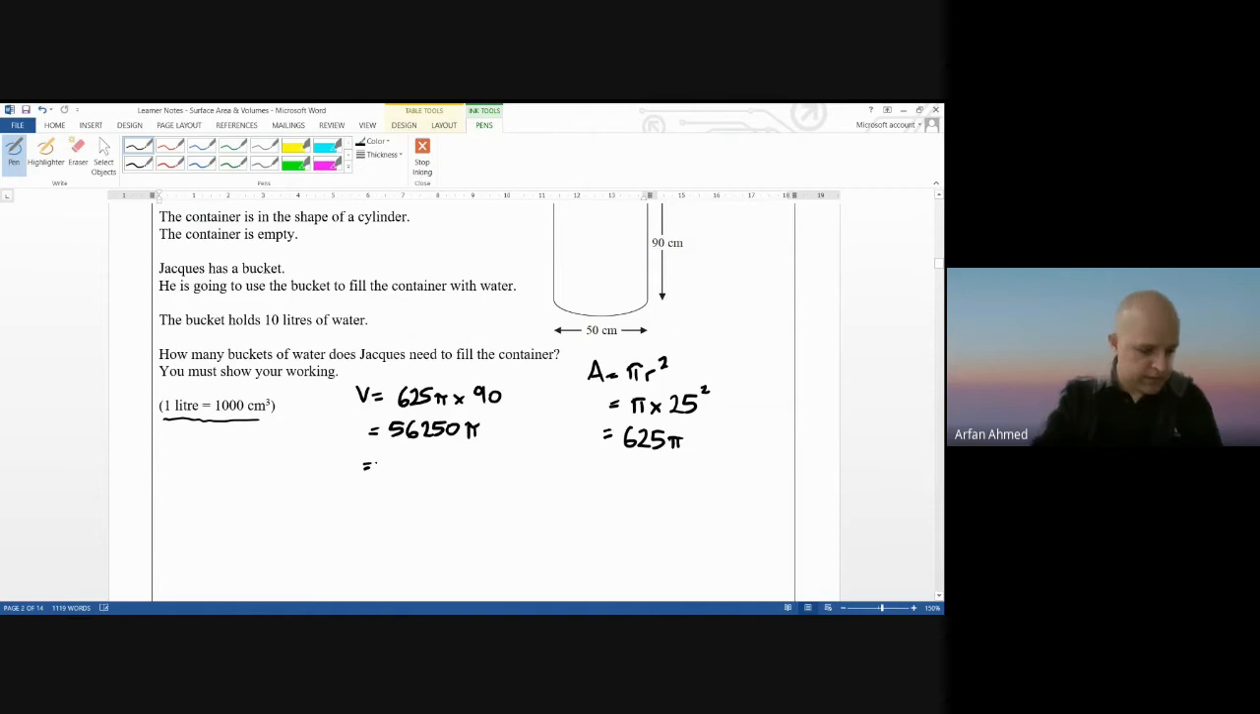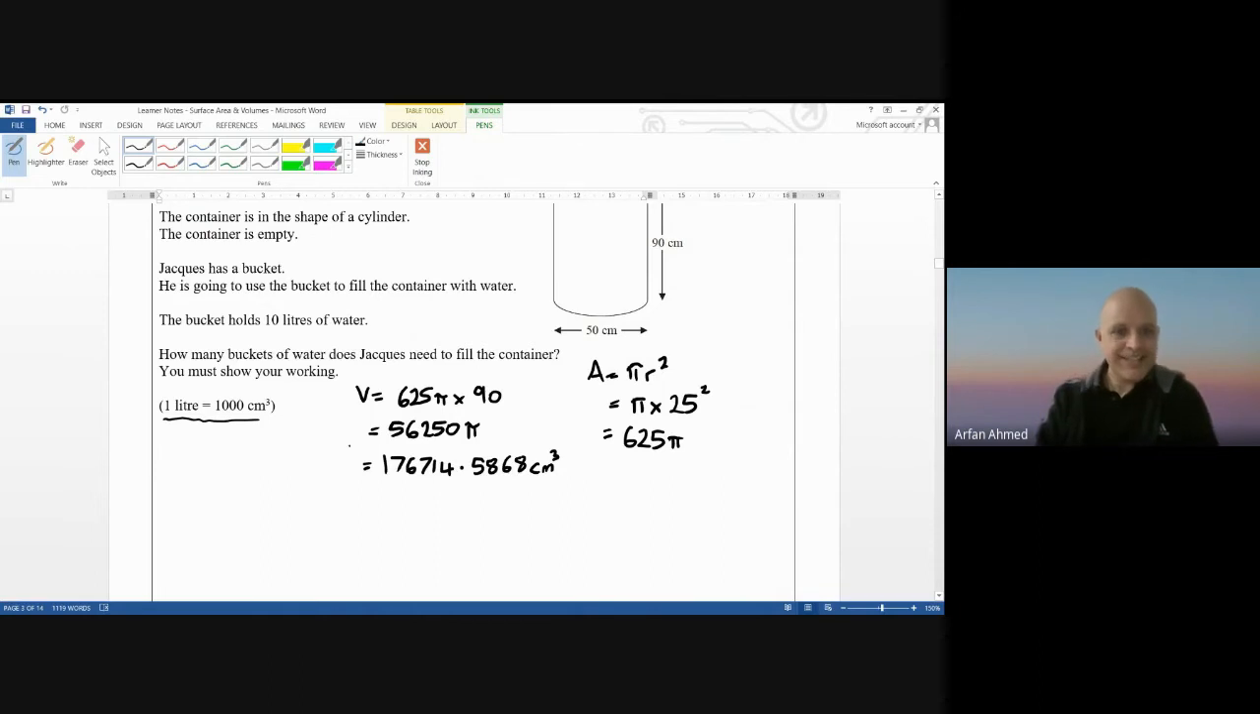So let's write it as a decimal. Previous answer times pi, try that again. 56250 pi. Right, it's a lot of numbers. 176714.5868. Okay, that's going to be centimeters cubed.